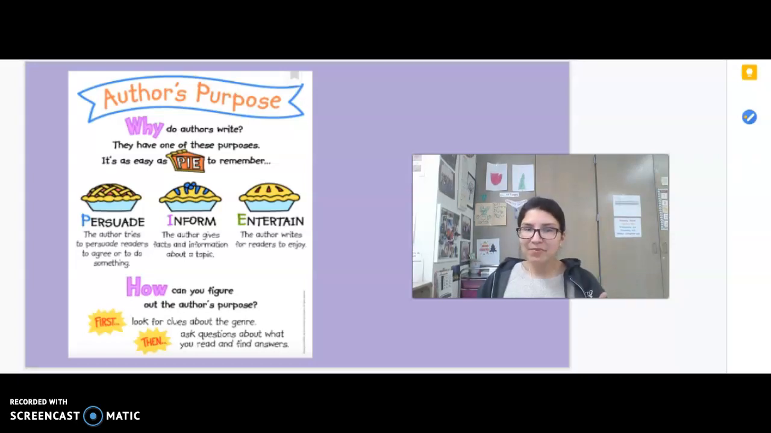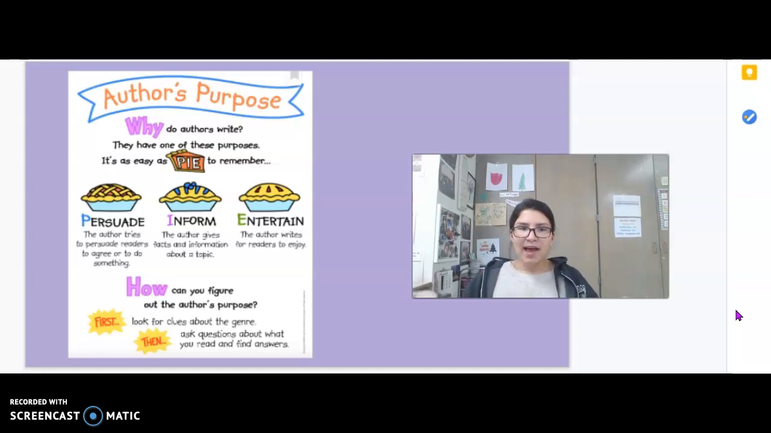We say that because pie, P-I-E, that's how you spell the word pie, helps us remember author's purpose. P stands for persuade, I stands for inform, E stands for entertain. Persuade. The author tries to persuade readers to agree or to do something. Inform. The author gives facts and information about a topic. Entertain. The author writes for readers to enjoy.